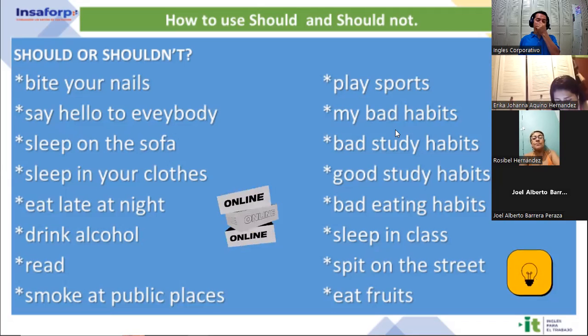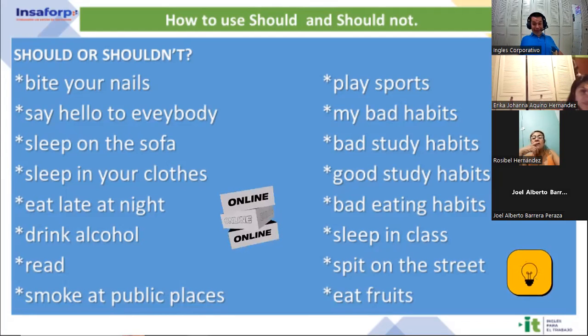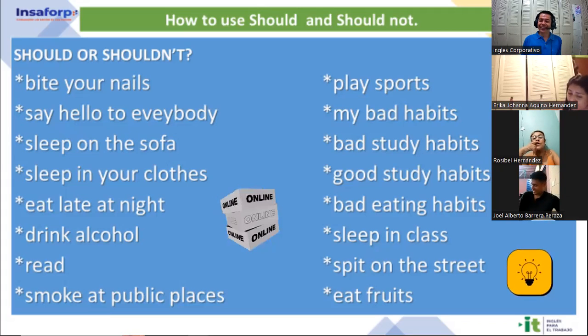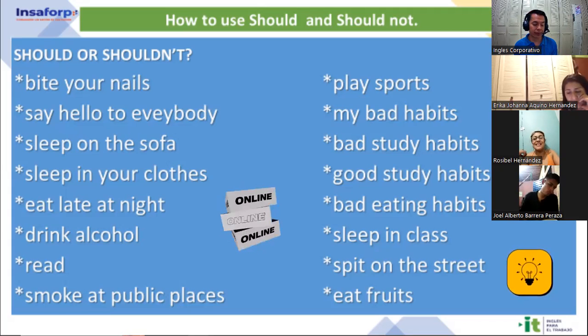I should read books. Yes? Yes, excellent. I shouldn't sleep on the sofa. Okay. Disagree with Joel, right? No está de acuerdo con Joel, dice que sí, bueno. No se descansa. Oh, yes. Okay. I should play sports. Yes. I should eat fruits. ¿Cómo se dice? Fruits, yes. Fruits. I shouldn't sleep in class.